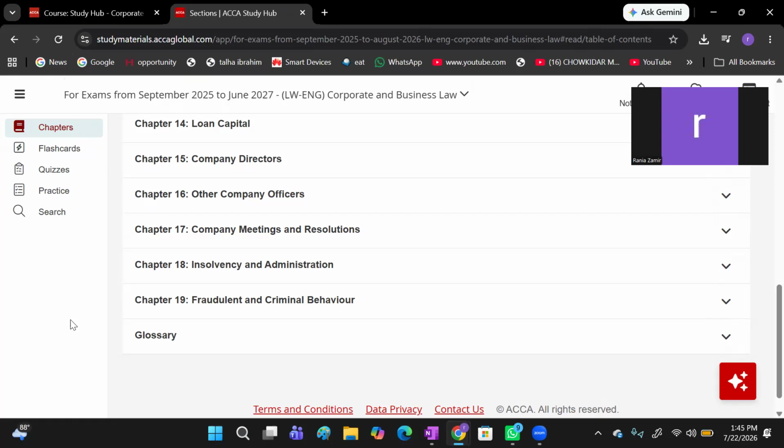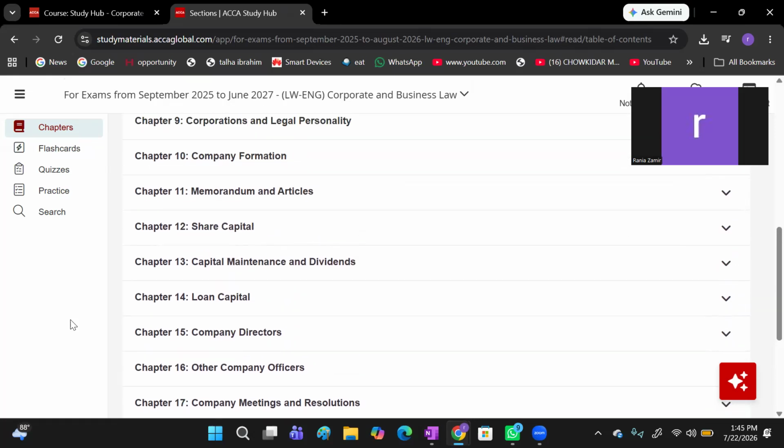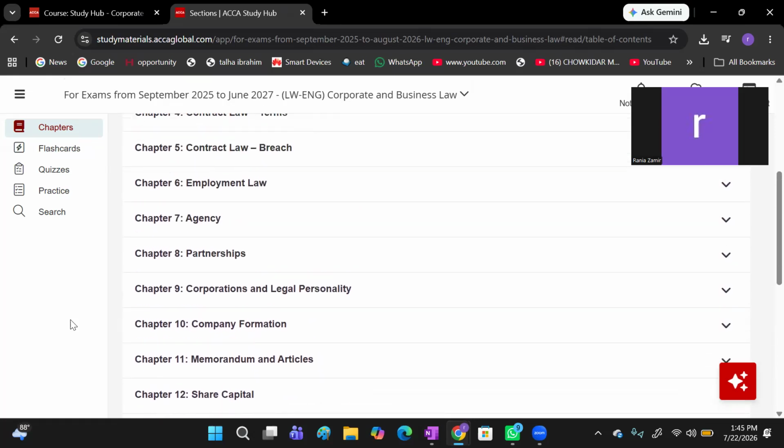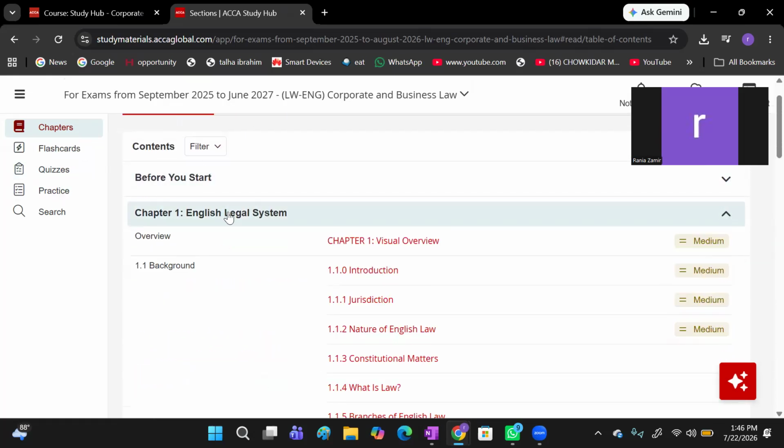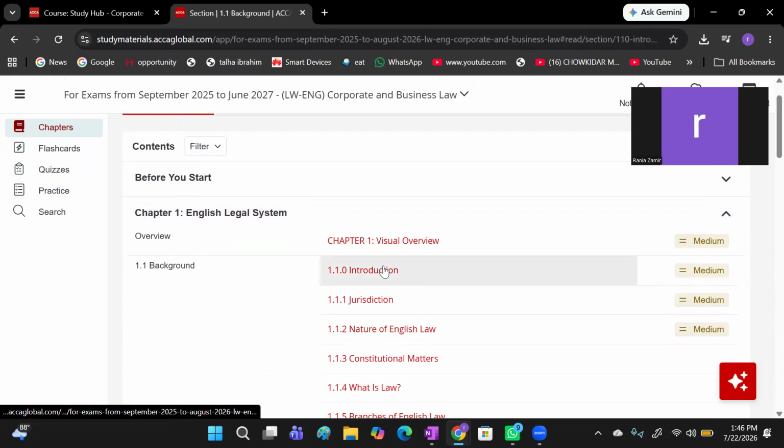What's important is that the course they're covering is exactly the same in all of these three resources. But like I said, because ACCA has launched their own study hub, this course is going to be more examinable from the study hub. It's better that you use the study hub for reading the text. Okay, so we're going to start with chapter number 1, which is the English legal system.